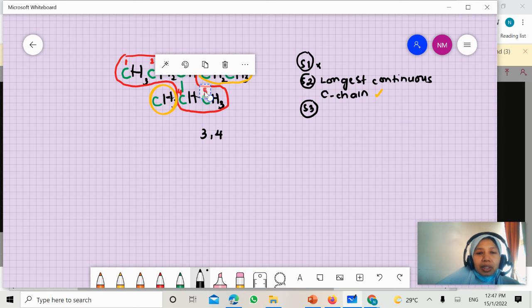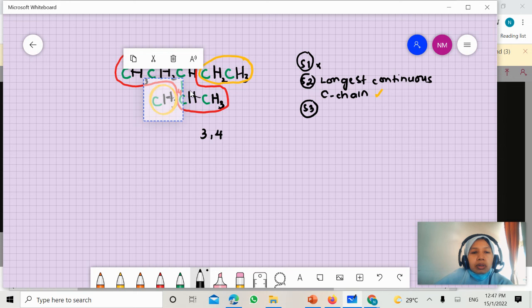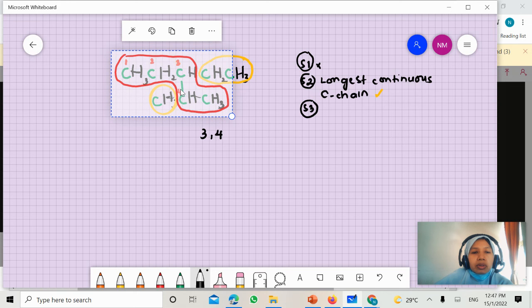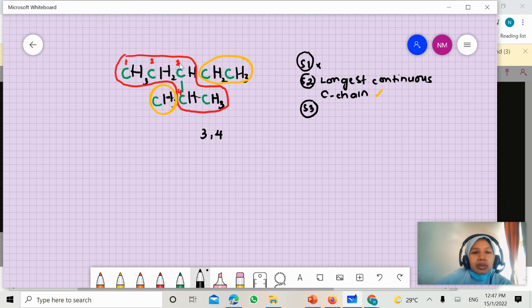Okay, kita padam ini. Hold on. I'm going to use a different color now so that you can see, yeah, the difference. Okay, maybe yellow. 1, 2, 3, 4, 5.